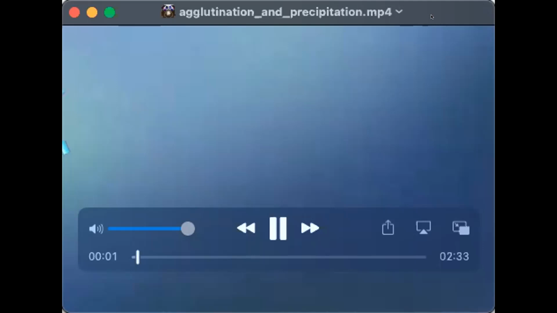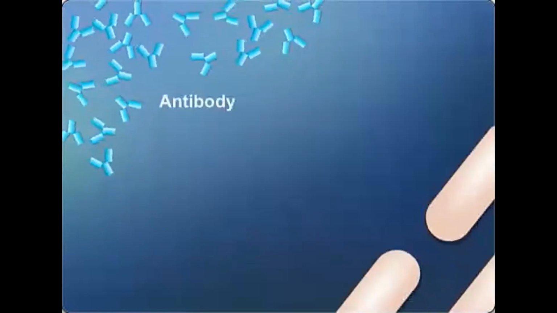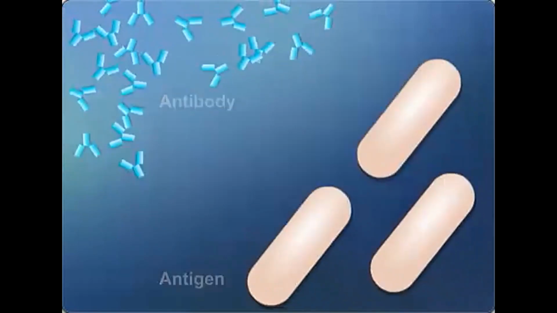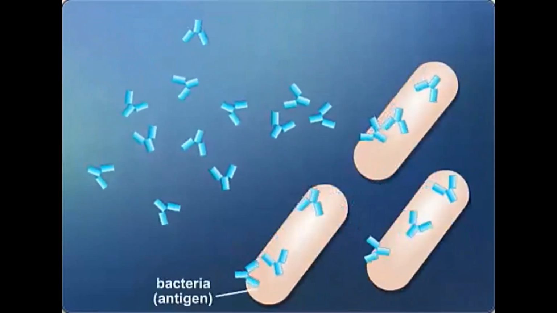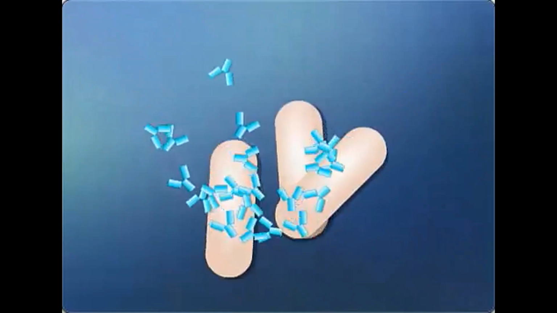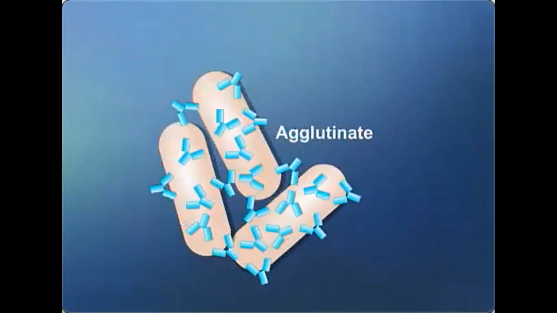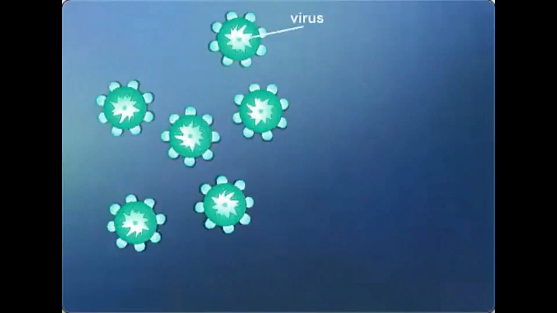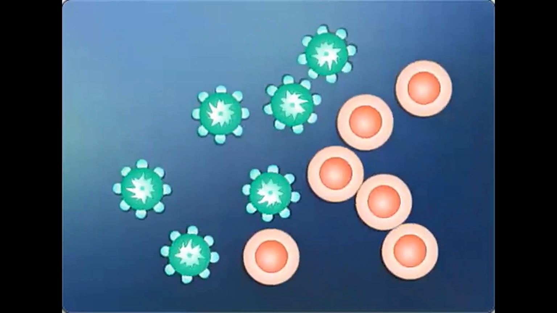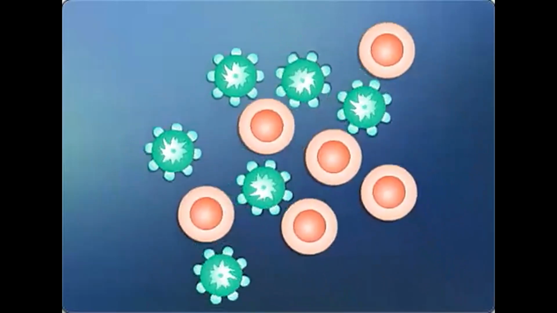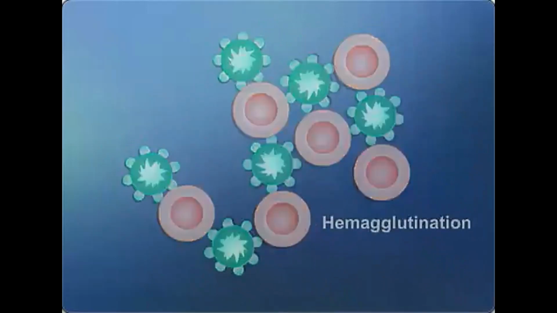A number of in vitro diagnostic tests are based on the specificity of interaction between antibodies and antigens. When soluble antibodies react with insoluble particles, such as bacteria, the antibodies link the bacterial cells together, forming an agglutinate. When certain viruses, such as the measles virus, are mixed with red blood cells, the virus particles react with structures on the surfaces of the red blood cells, causing hemagglutination.